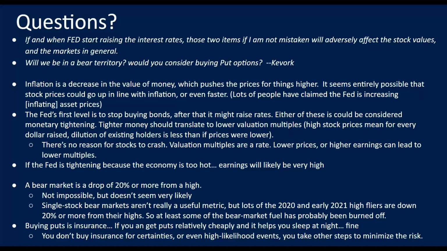And then in terms of buying puts, they're basically insurance, right? So if you can get puts relatively cheaply and it helps you sleep at night, fine. But you don't buy insurance for things that you're relatively certain are going to happen, right? Like if you have a dead tree outside your house, you take care of the tree. You don't just re-up your homeowner's insurance. If you're super worried about global warming and hurricanes, you don't buy beachfront property and put a bunch of insurance on it. You live inland. Or take some other steps to minimize the risk.